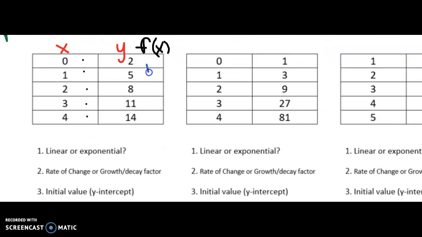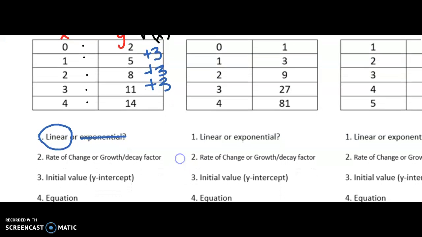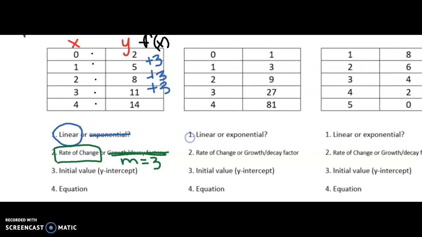From 2 to 5, that's plus 3. From 5 to 8, that's plus 3, plus 3. So if I am adding, this function is linear. It is not exponential. And since I'm adding, the rate of change, or my slope, because it's not a growth or decay factor since it's not exponential, my slope, which is the letter m, which is what we learned in class, is 3.